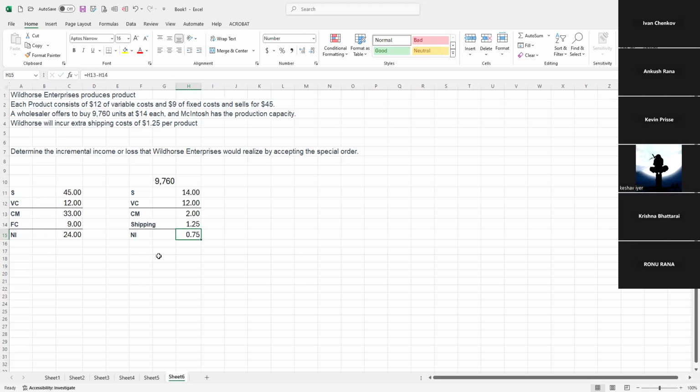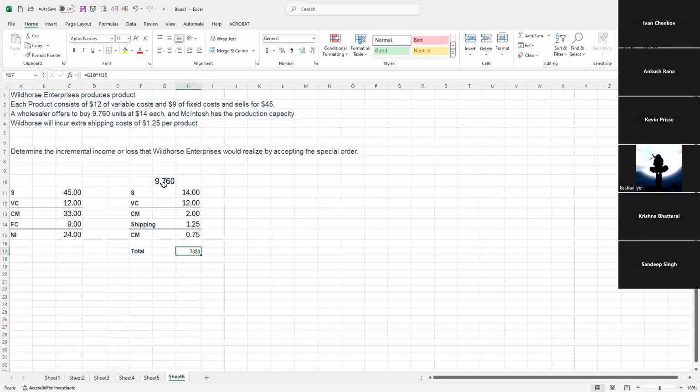So $0.75. After I produce my product and after I pay $1.25 shipping cost, am I generating something? Yes, that will be the contribution margin after the shipping. I'm generating 75 cents, right? But this is for 1 unit. In total, how much will it be? 9,760 times 0.75.